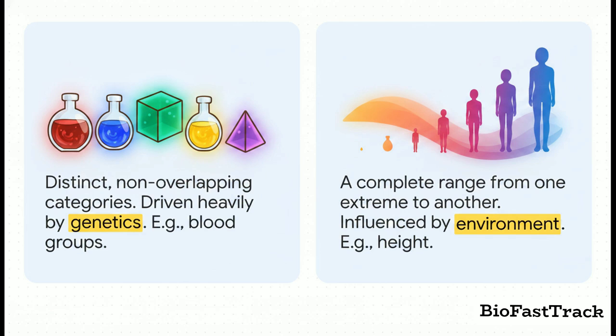Continuous variation, however, flows smoothly along a complete spectrum from one extreme to the other, like human height or weight, and is heavily influenced by the environment. Think of it as discrete blocks versus a flowing spectrum.